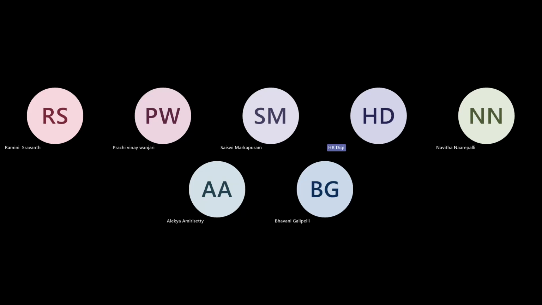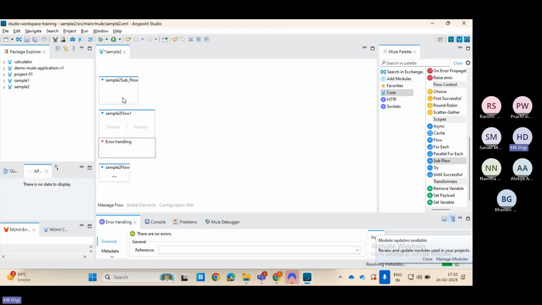But if we go for subflow, it contains only processor. Okay. Now, what is the purpose of source, processor, and error handler? So source is an entry point of your flow, whatever you are defining here. So this is the entry point.